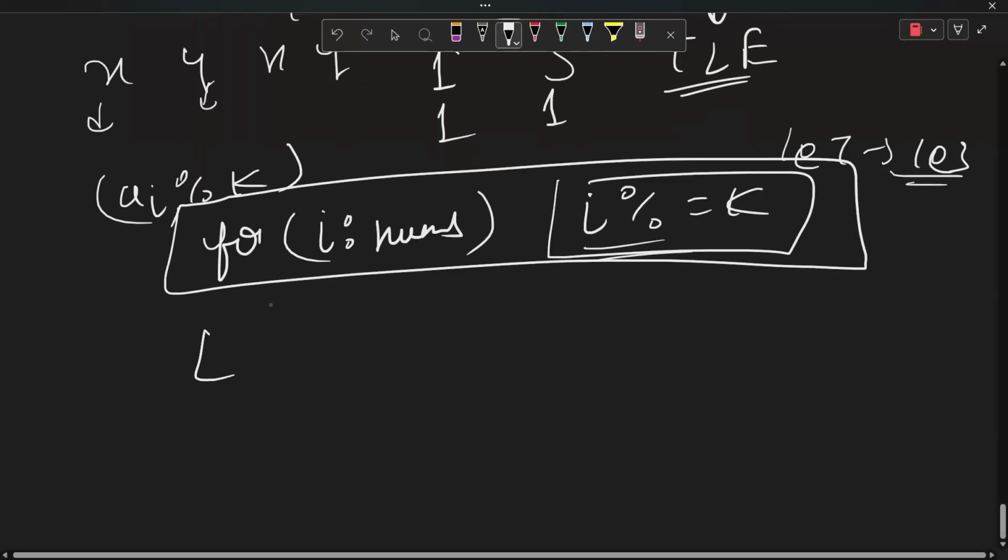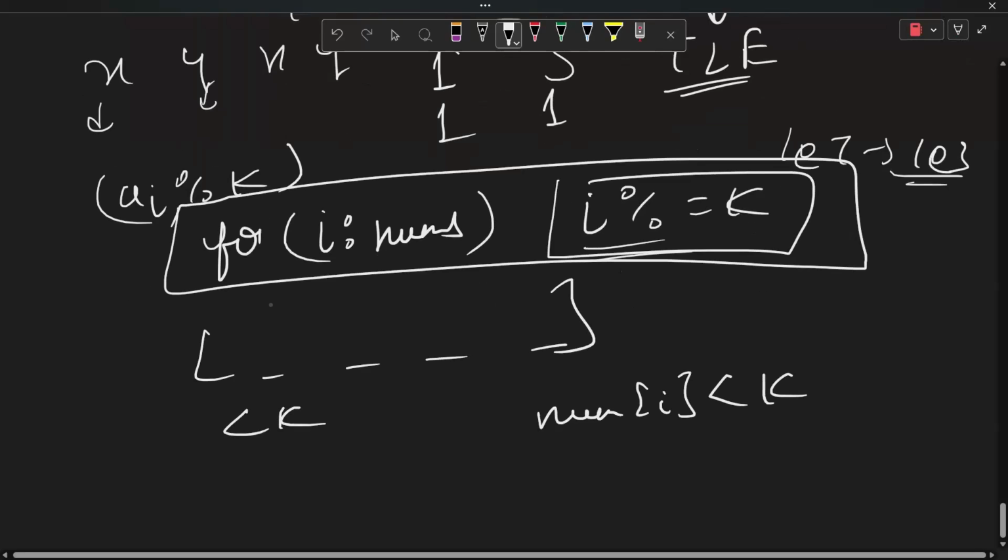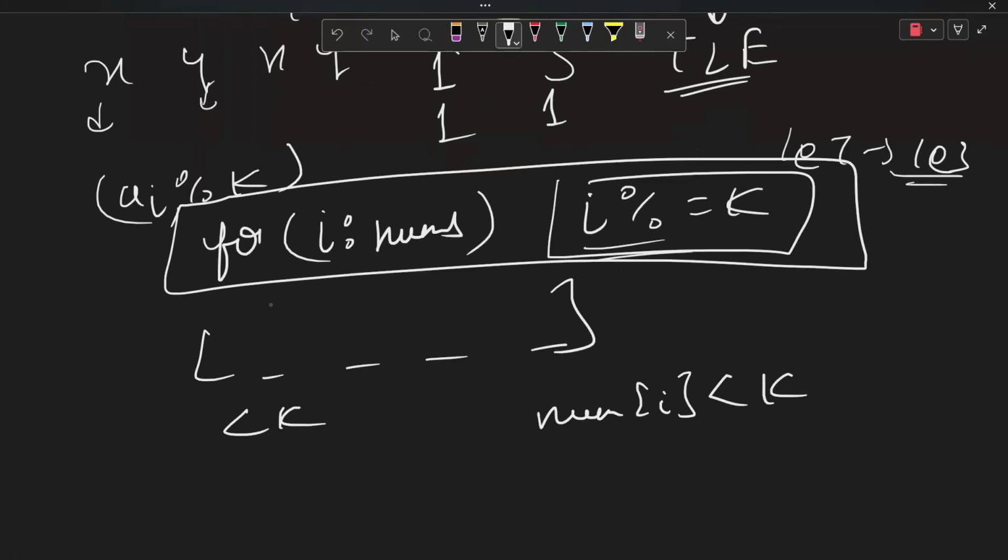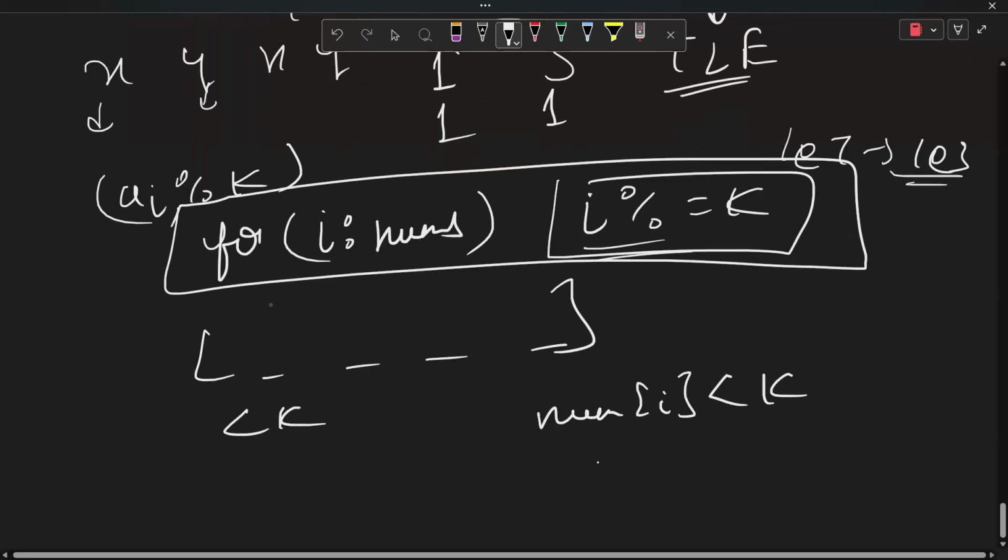Okay, now you have an array where each element is less than k. Okay, you have nums[i] less than k for every i because you have taken mod k for every element. And you have the length of the array, let's say the length of the array is n.